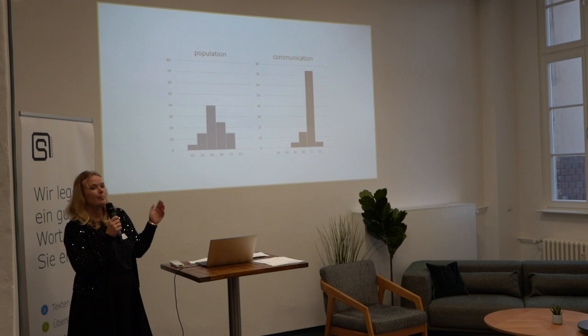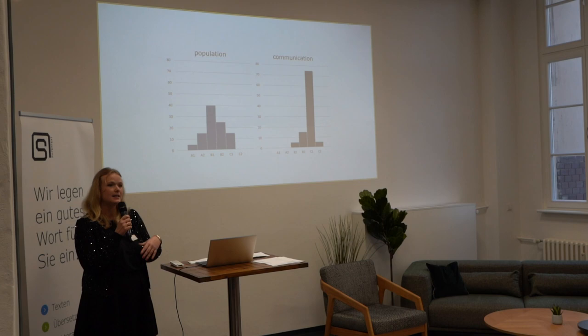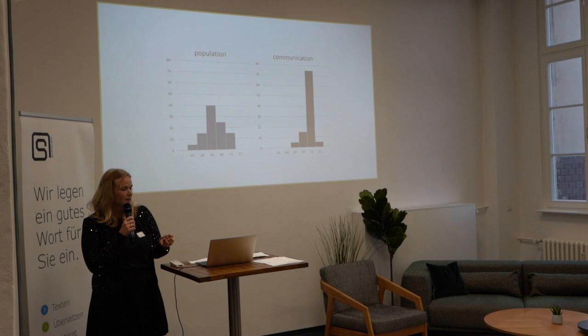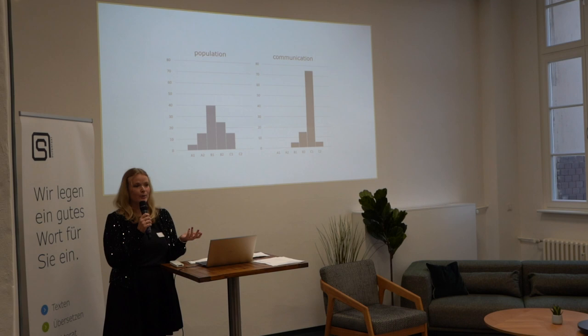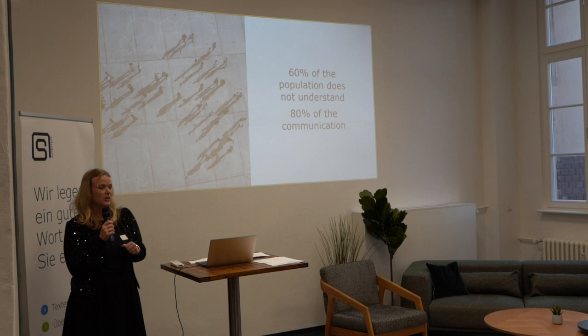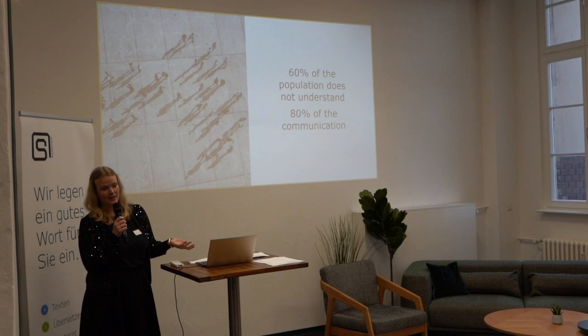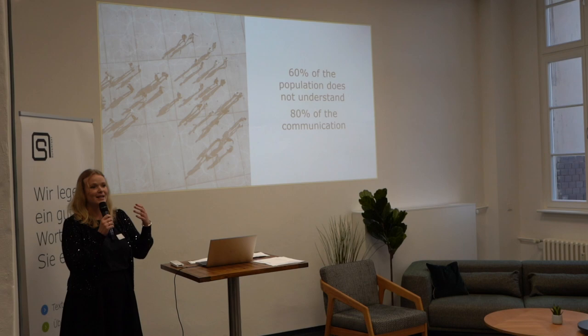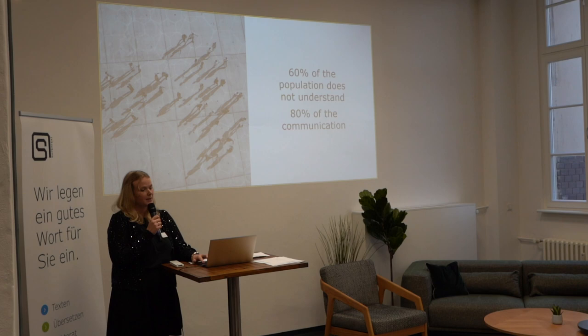when we look at the communication, so all the text you can see on websites, letters you get from official institutions, and so on and so forth, the level that is most present there, over 70%, is C1. That's a problem. Because that means that 60% of the population does not understand 80% of the communication. So communication fails. And people who write these C1 texts, they want people to understand, but they don't know that they don't understand. And this is where plain language comes into play.